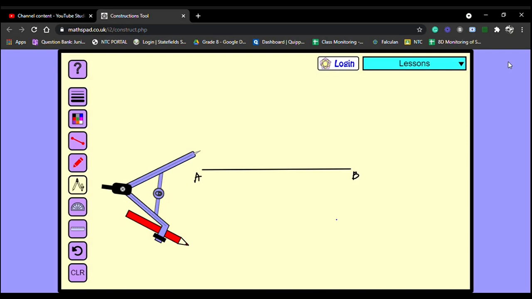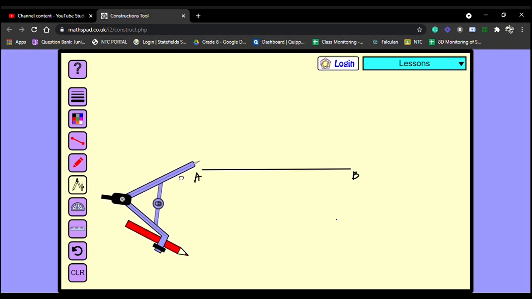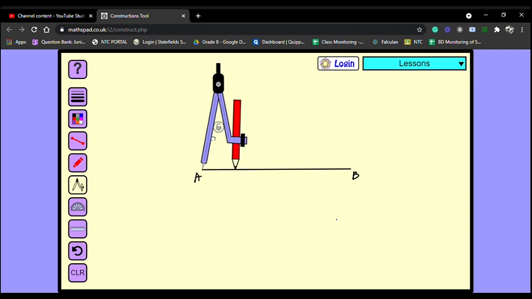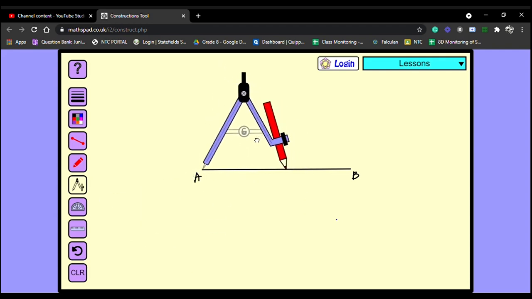Hello grade 8 students! For today, I'll be showing you how to draw a perpendicular bisector in our line segment, or a line segment bisector. To do that, we must have our line segment and we also must have our compass. So the first thing that you need to do is to put the needle on point A and make sure that your compass is open widely, more than half of your line segment. So here it's more than half.